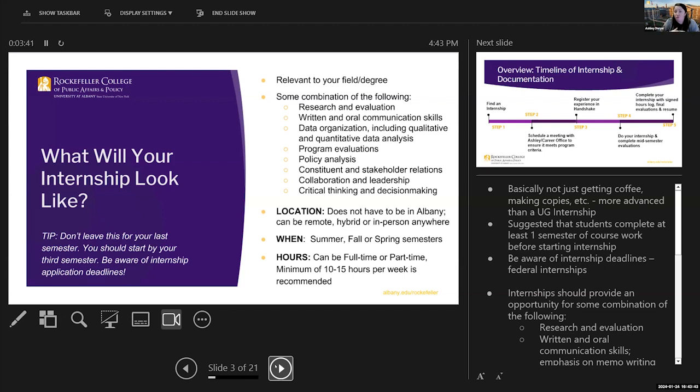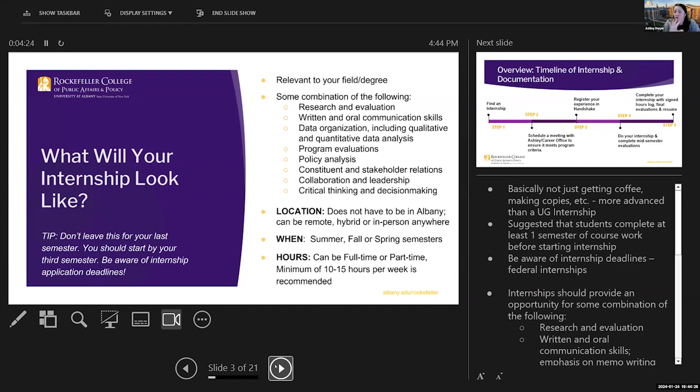Some of those internship criteria involve a combination of the following: research and evaluation, written and oral communication skills, data organization, including qualitative and quantitative analysis, program evaluations, policy analysis, constituent relations, teamwork, leadership, critical thinking, problem solving, decision making. So it's very important that you're aware of this criteria at the graduate level, and that when you're considering possible internships for the future, you're looking at these particular skill sets to say, does this internship that I'm applying for or considering or being offered offer these skill sets at the advanced level for graduate level internships?